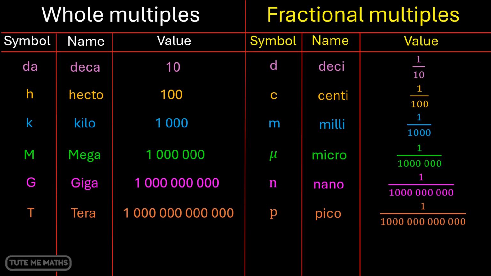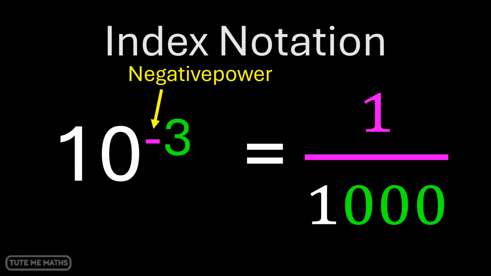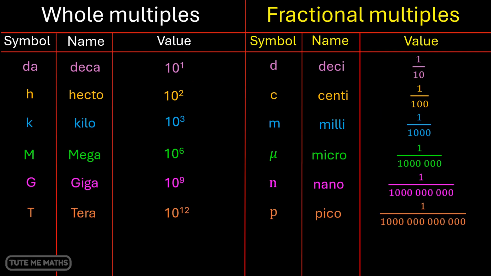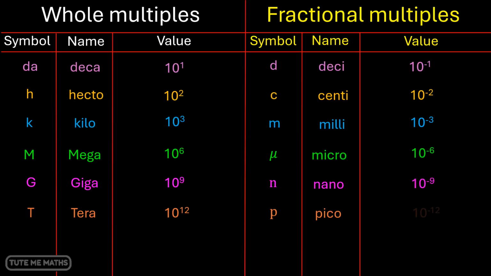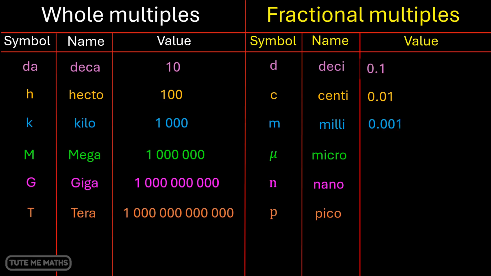For positive powers of 10, the power matches the number of zeros after the 1. For negative powers of 10, it's simply the reciprocal of the matching positive power. In other words, it's 1 over the same value as the matching positive power. In decimal form, the power tells us the total number of decimal places, and if we include a leading zero, it conveniently matches the total number of zeros as well.